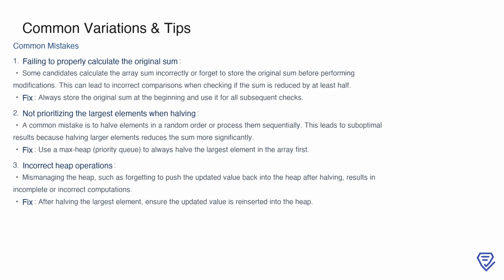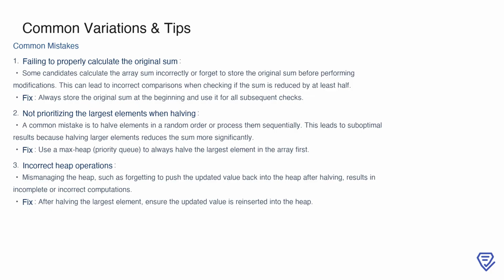This can lead to errors when comparing if the sum has been reduced by half. The solution is simple: always store the original sum at the very beginning and make sure all checks reference this stored value. Next, a frequent issue is not prioritizing the largest elements when halving. Halving elements randomly or sequentially is inefficient because reducing the larger numbers first has a greater impact on the total sum. To fix this, use a max heap or priority queue to ensure you're always halving the largest element.